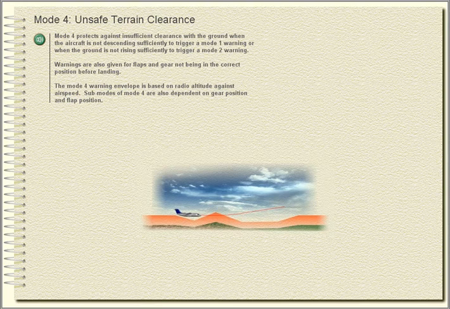Warnings are also given for flaps and gear not being in the correct position before landing. The Mode 4 warning envelope is based on radio altitude against airspeed. Sub-modes of Mode 4 are also dependent on gear position and flap position.